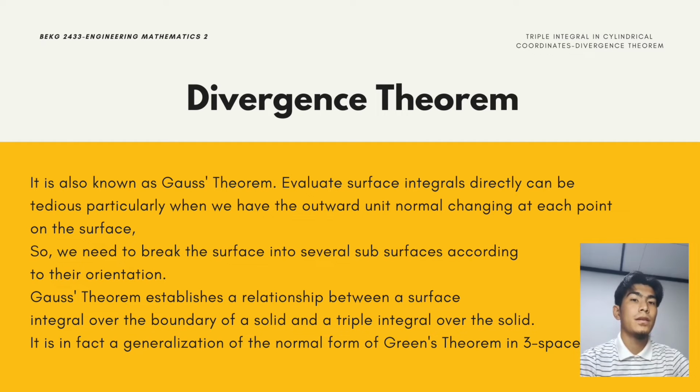Divergence theorem. It is also known as Gauss theorem. Evaluating surface integrals directly can be tedious, particularly when we have the outward unit normal changing at each point on the surface. So we need to break the surface into several subsurfaces according to their orientation. Gauss theorem establishes a relationship between a surface integral over the boundary of a solid and a triple integral over the solid. It is in effect a generalization of the normal form of Green's theorem in 3-space.